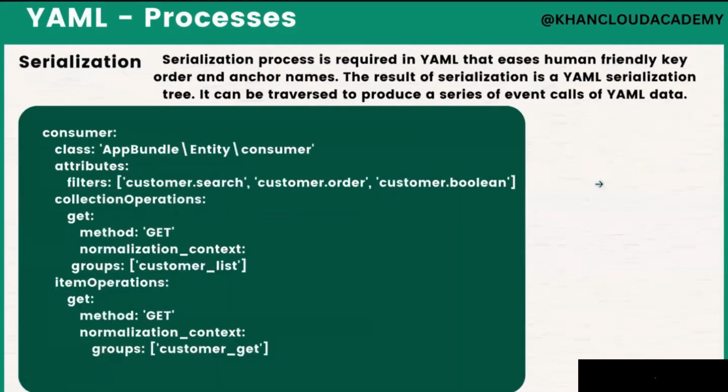The serialization process is required in YAML, which uses human-friendly key order and anchor names. The result of serialization is a YAML serialization tree. So you can see this. It can be reversed or produce a serial number of events of YAML data. So consumer has class attributes, and then its attributes, filters, customer.search, customer.order, customer.boolean. Collection operation, get, method. So under the get, this is how we have to represent.